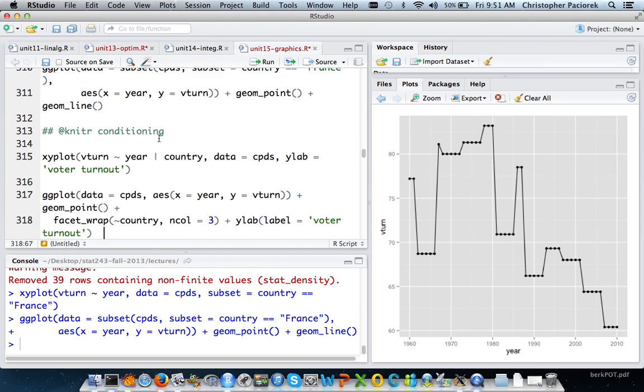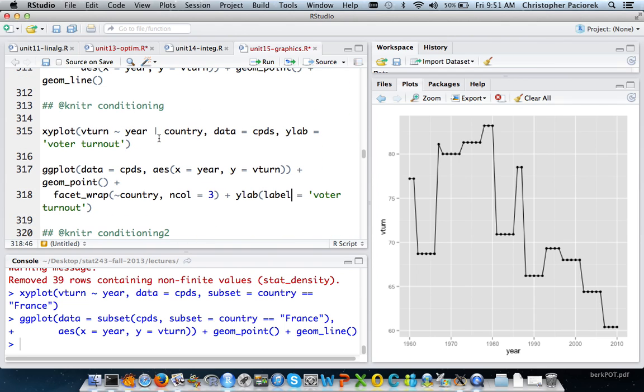And then one of the nice things that both of these packages do is they deal with these conditioning plots really nicely. In ggplot, this is called faceting. So if you want to do y as a function of x conditioning on, or given, levels of another variable, for example the country variable here, you can do it with the conditioning bar.